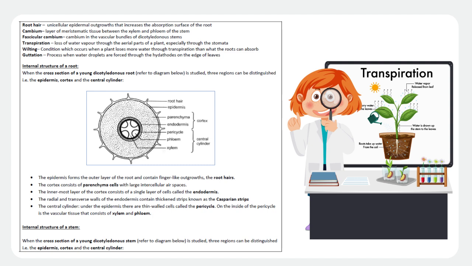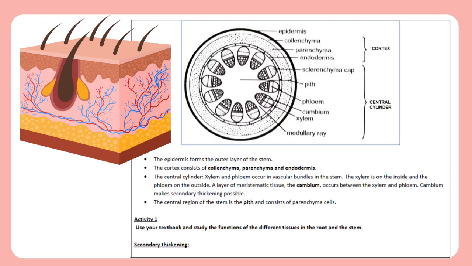Internal structure of a stem. When the cross-section of a young dicotyledonous stem, refer to diagram below, is studied, 3 regions can be distinguished, i.e. the epidermis, cortex, and the central cylinder. The epidermis forms the outer layer of the stem. The cortex consists of collenchyma, parenchyma, and endodermis.